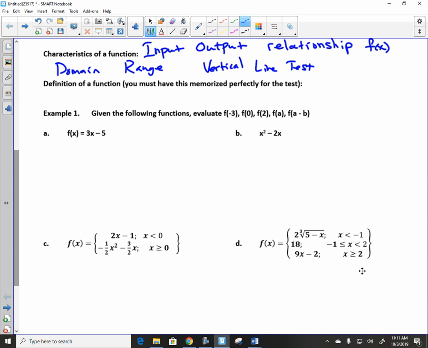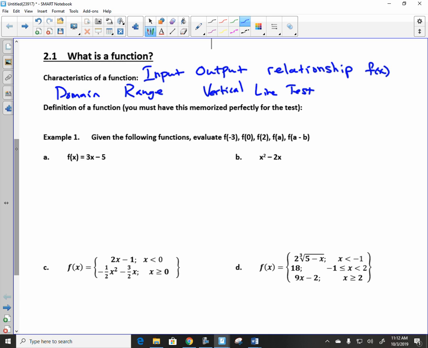So you're the input, you're the person. The goals is the output. You can only have 1 number of goals. Can they have the same number of goals? Yeah. But each person cannot have different numbers of goals. So this is the definition you have to memorize perfectly for the test.